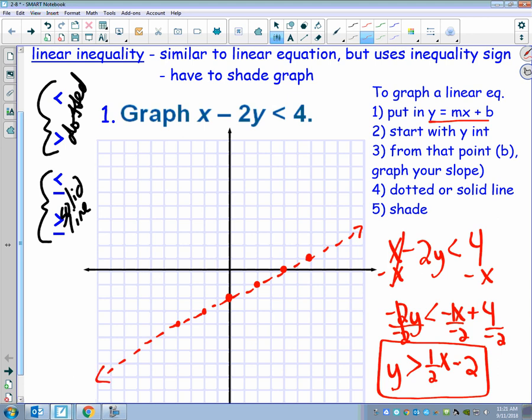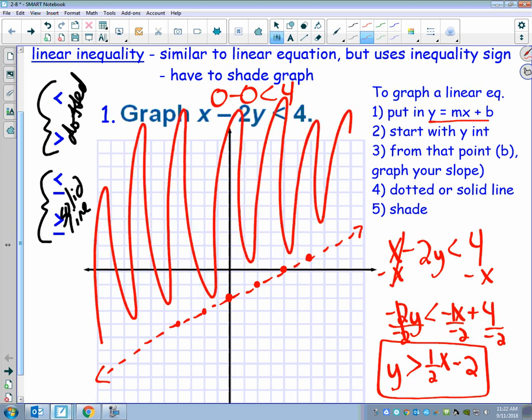But it's not just that line. It's everything greater than that line. So I have to shade. Or maybe you remember, less than you shade below, usually greater than you shade above. Why does that work? Because if you pick a point, like if I pick 0, 0 on this graph, if I'm shading above here, all these points would work. So think about if you plug 0, 0 into this equation or this equation. Is it true? 0 minus 0 is less than 4. That is true. So I'm going to shade above this graph. You check the point, or usually less than you shade below, greater than you shade above.